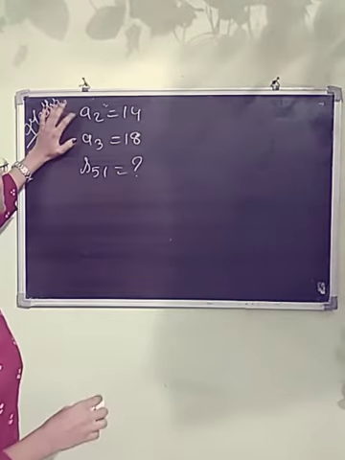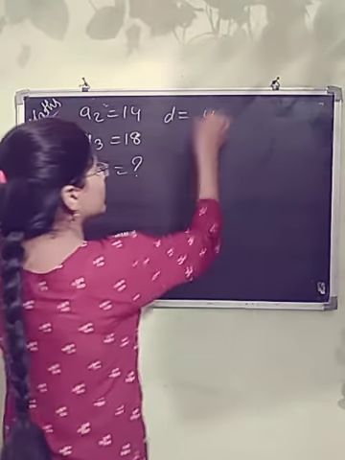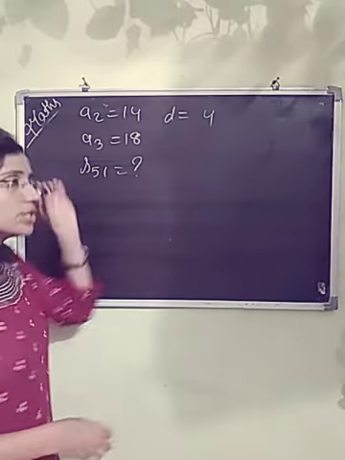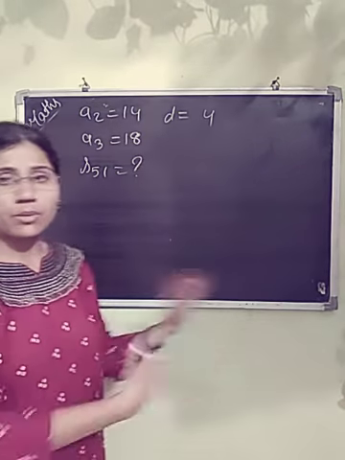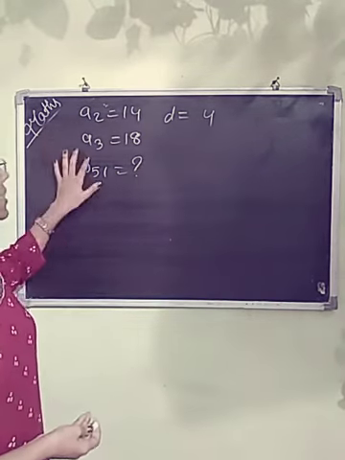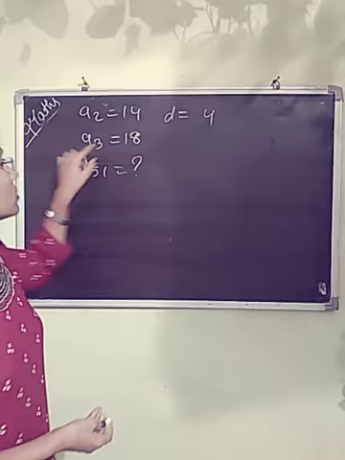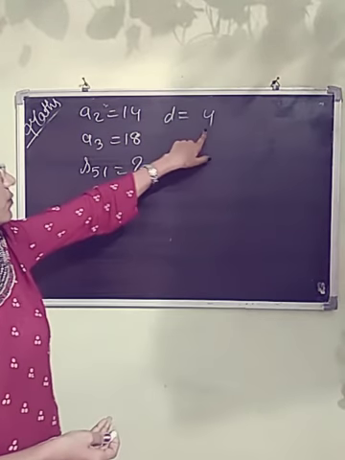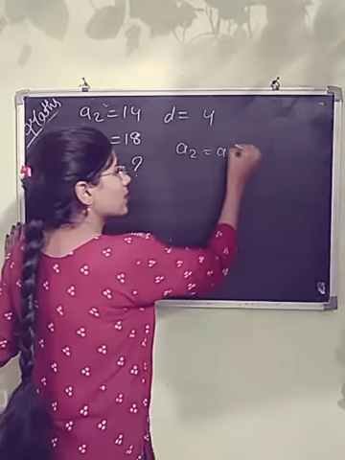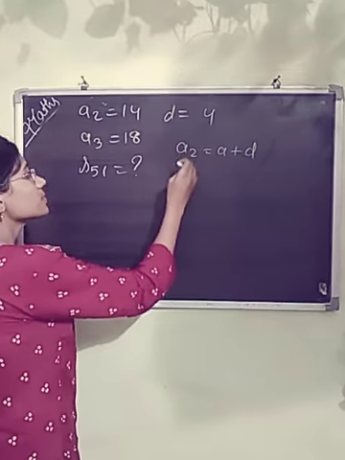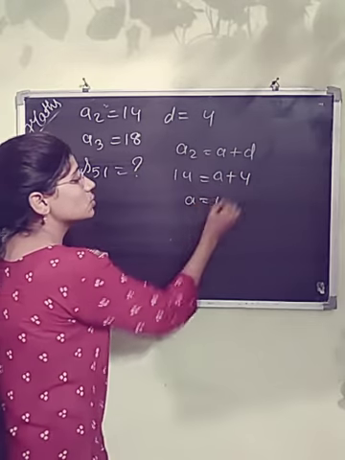Before that you please focus. A second and A third is given, that means common difference we can easily find out. It will be 4. As these are the consecutive terms, hope you understand the meaning of consecutive terms, that these terms are one by one. So second and third term is given, and common difference can be the difference of any two consecutive terms. So third minus second term will be D equals to 4. So A2 can be written as A plus D, isn't it? So A2 is 14, A we don't know, and D is 4, so A equals to 10 we get.